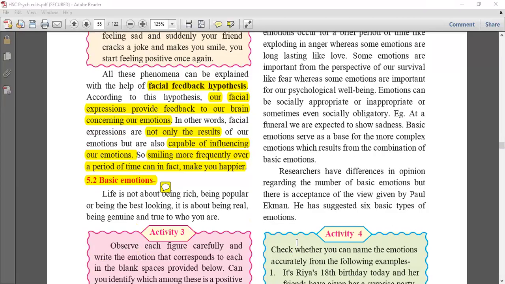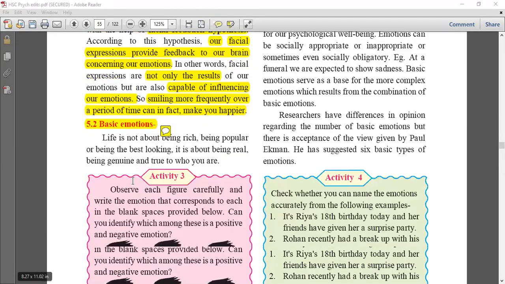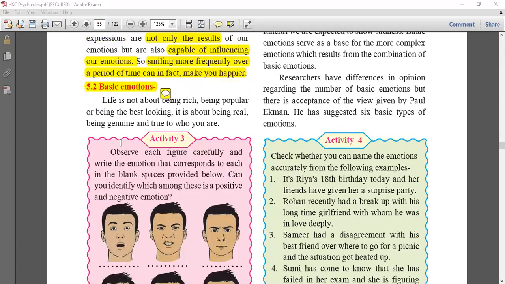Let's see the facial feedback hypothesis, which says that our facial expressions provide feedback to our brain concerning our emotions. So it will not only result from our emotions, but is also capable of influencing our emotions. So smiling more frequently can in fact make you happier, which is true. In psychology they say fake it till you make it, and we use this quite literally, because if you constantly keep smiling, your facial expression gives feedback to your brain that this person is smiling, it means she's happy. So you automatically start feeling better. And this has found good research evidence.